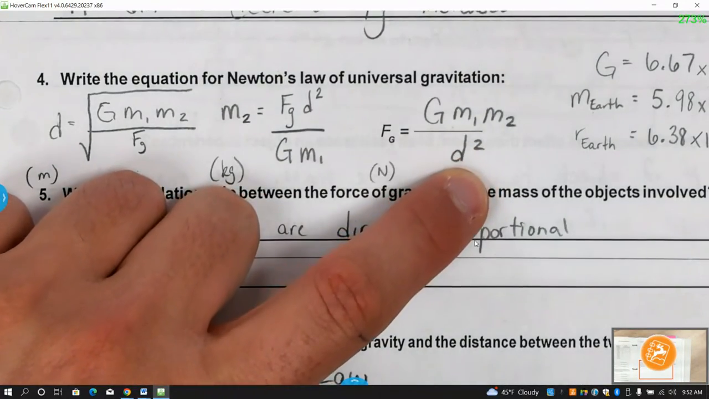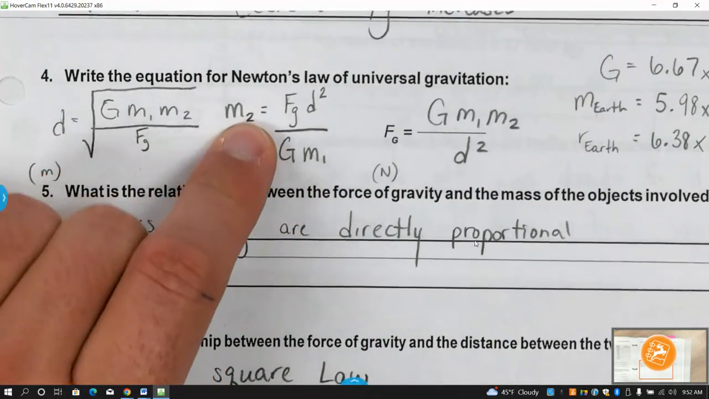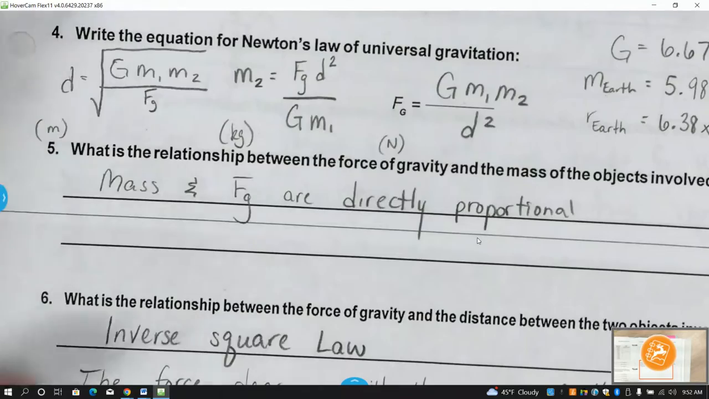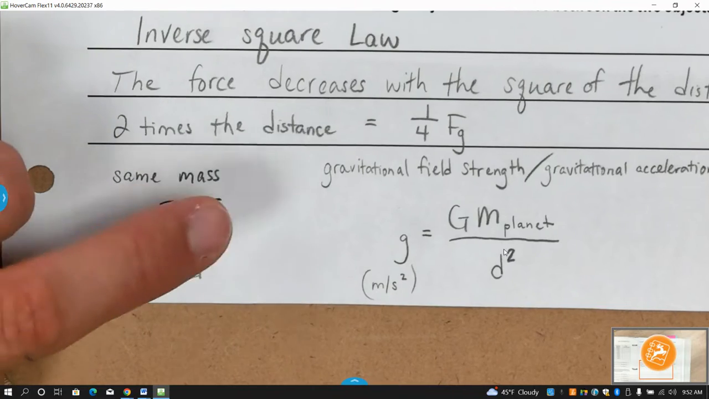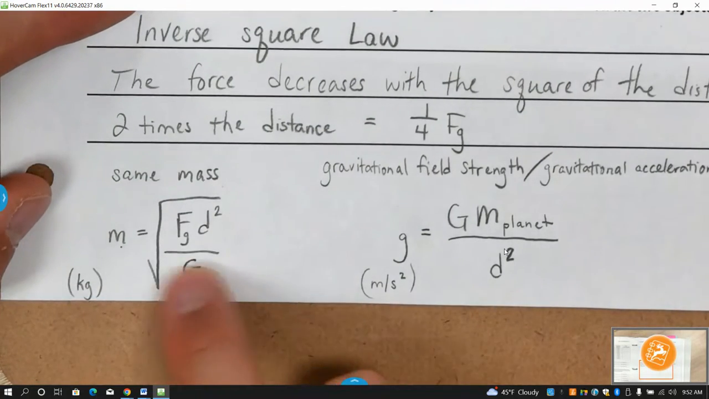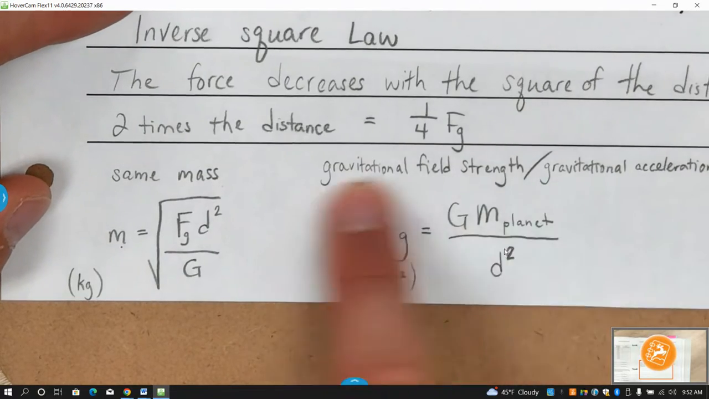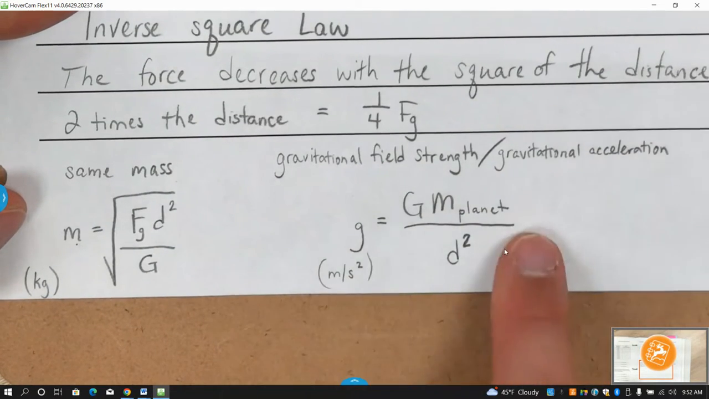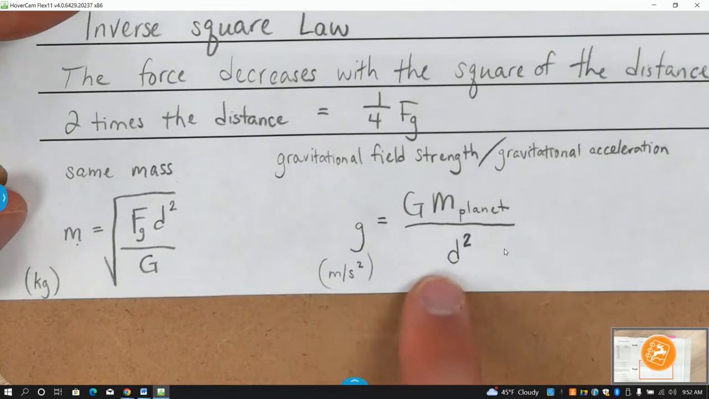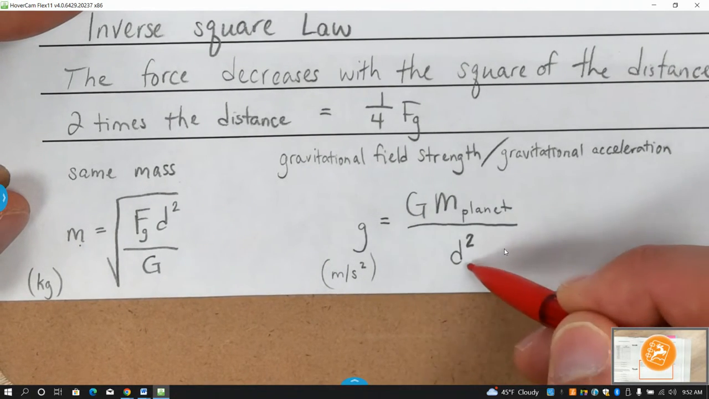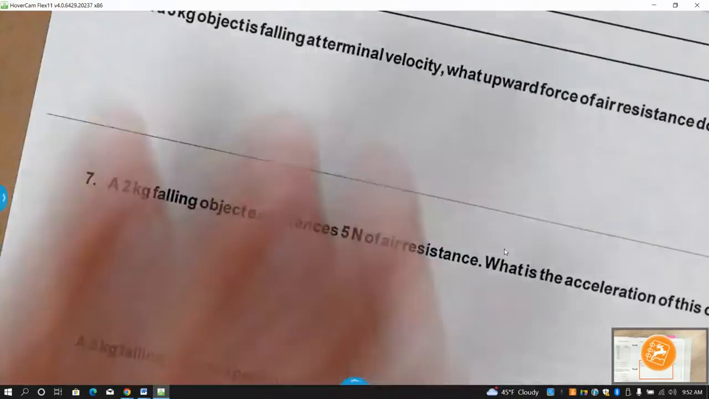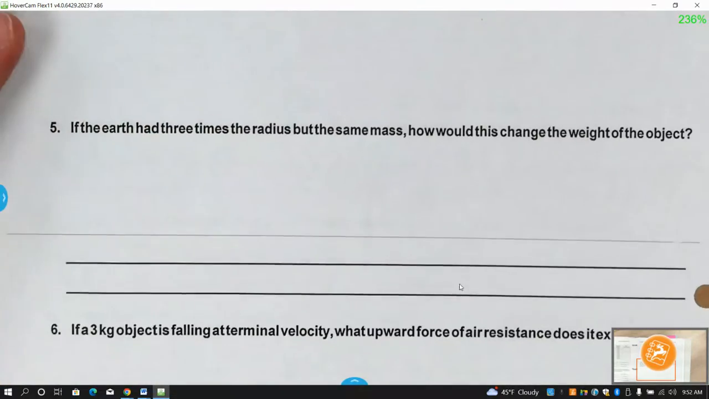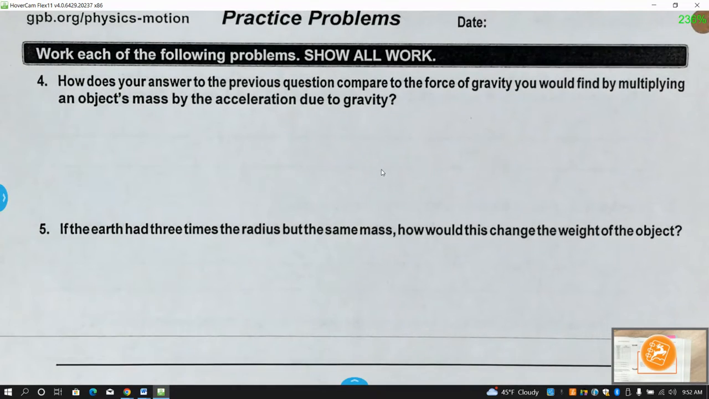All right, Newton's universal law of gravitation, rearranged to find just one of the masses, rearranged to find the distance or radius. If the two objects have the same mass, you know the force and the distance. Obviously, big G never changes. You would use this equation. And if they asked you to find gravitational field strength or gravitational acceleration at any one of those points, that would be how you do so, right? Universal gravitation constant, mass of the planet, and the radius of the planet, or D at the bottom. Okay, so now we should be able to flip this over and complete the next couple of questions.